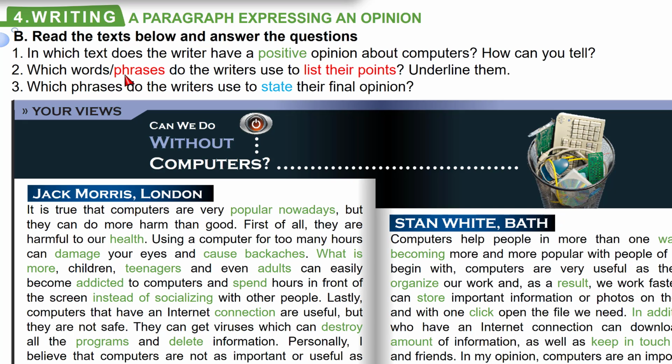2. Which words or phrases? Phrases are groups of words that together give a particular meaning. Do the writers use to list their points? They have points of view to express their opinion. They don't say point number 1, point number 2, point number 3. No, they use different words. Underline them. Put a line under them. 3. Which phrases do the writers use to state their final opinion, to tell you about their final opinion?